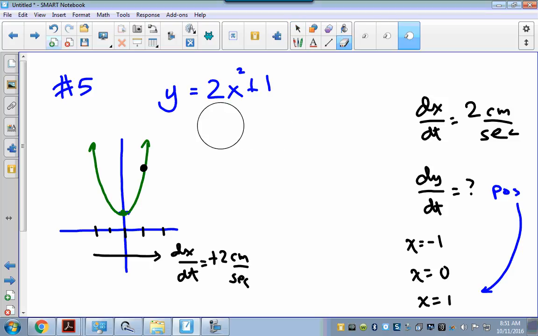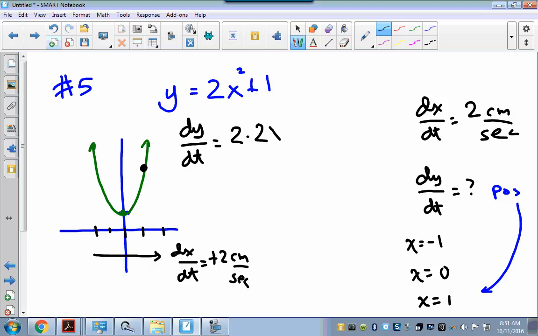This is our geometry equation. We need to go ahead and take the derivative implicitly with respect to time. So the derivative of y is dy dt. The derivative of 2x squared: there's our constant multiple, 2. The derivative of x squared is 2x dx dt. Remember, we're differentiating with respect to time. And the derivative of the constant 1 is 0. So dy dt is going to be 4x dx dt.